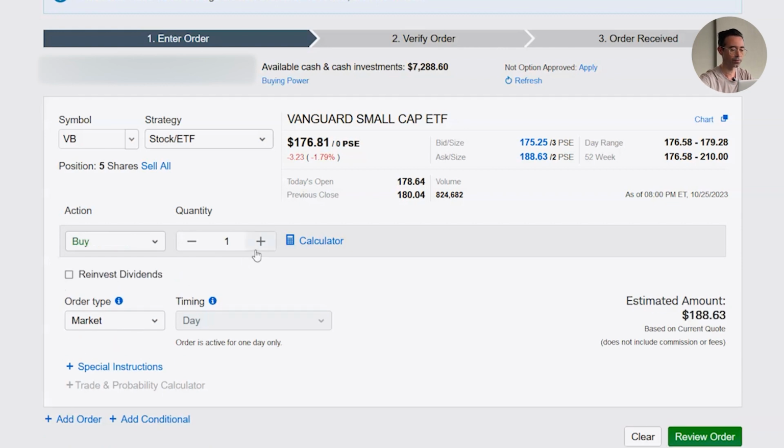Action is gonna be a buy, of course, and then the quantity. Well, it's $176 per share, so I did 5 shares. Right now, that would have been $943 total, so that's why I did 5 shares. If I did 6, it would have been over 1,000. And then I hit review order, and then I just hit the trade button.